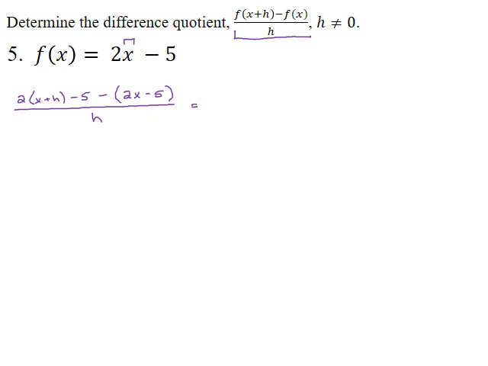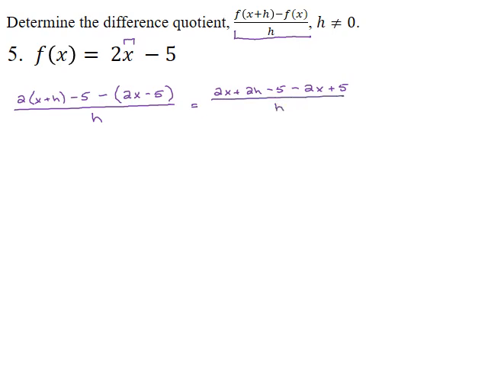So in the numerator, I see that I can multiply the 2 through on the first parentheses, which will give me 2x plus 2h. Bring down the minus 5. Then distribute that negative to both terms. So minus 2x plus 5, all of that divided by h.